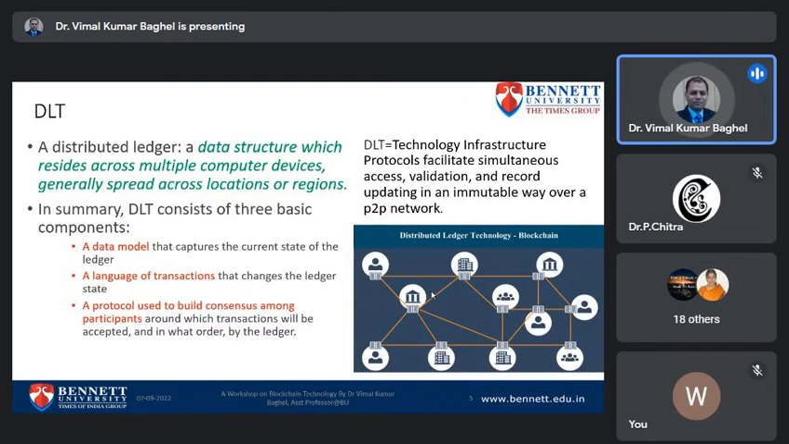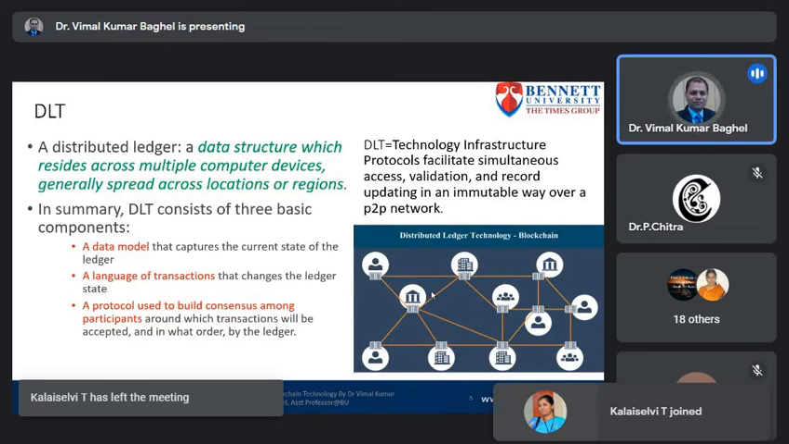So this whole DLT is basically implemented over a peer-to-peer network, and this peer-to-peer network is hosting this whole decentralized system. Okay, and if we want to summarize what DLT consists of, basically DLT consists of three major things.